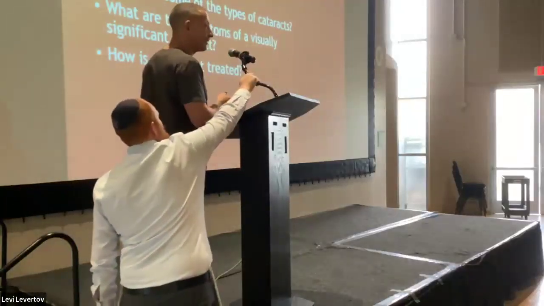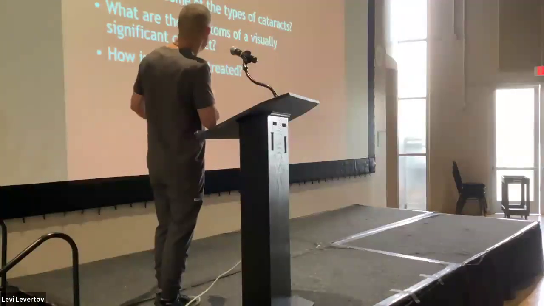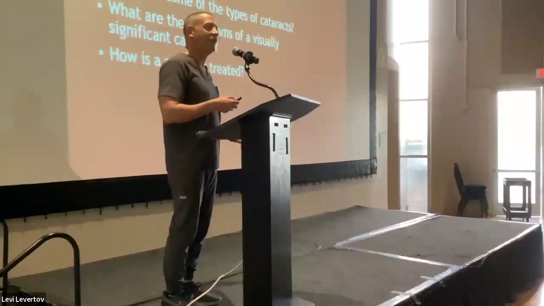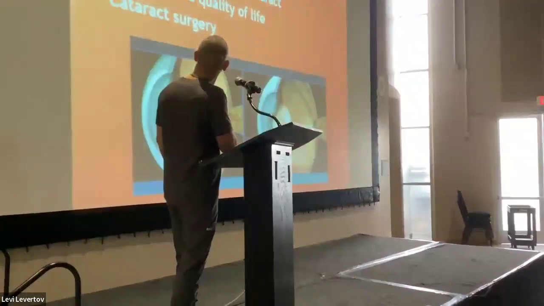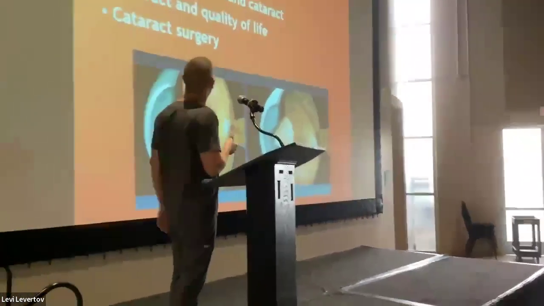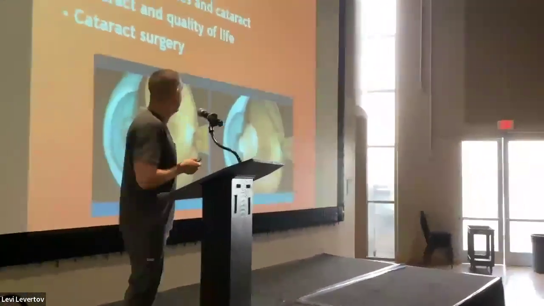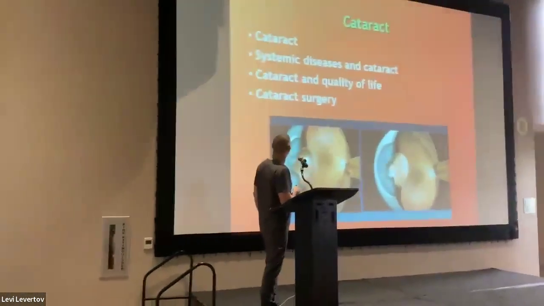So some of our objectives. We'll talk about what is a cataract, what causes it, what are the types of cataract, what are some of the symptoms you can expect to experience with a cataract, and how do we treat cataracts? So a cataract can be associated with aging and also with systemic diseases. It can affect your quality of life. And the way we treat it is with cataract surgery.